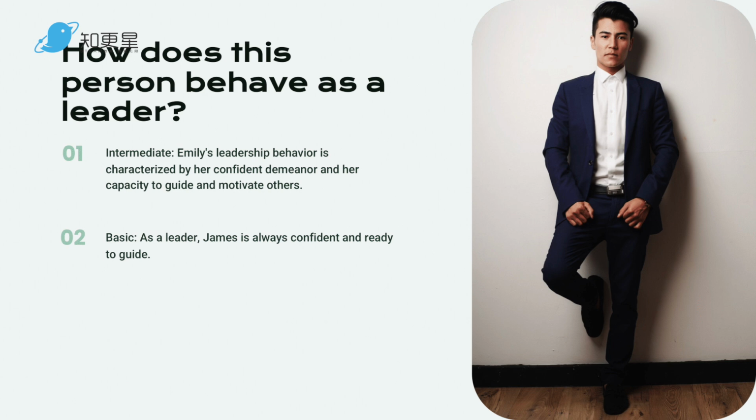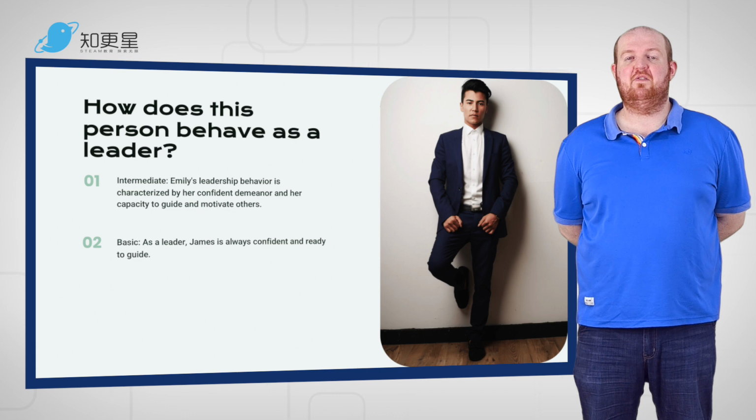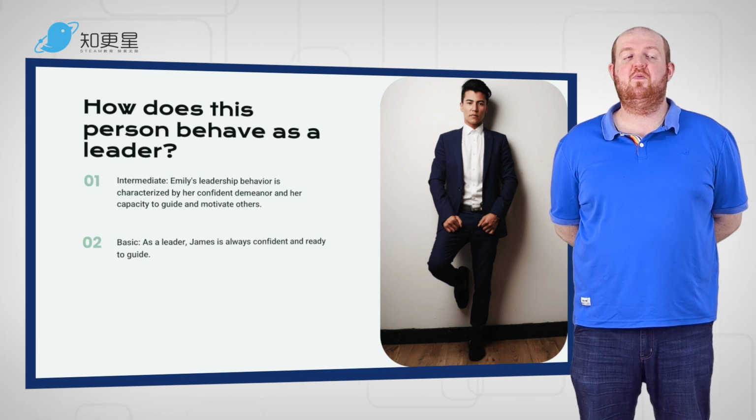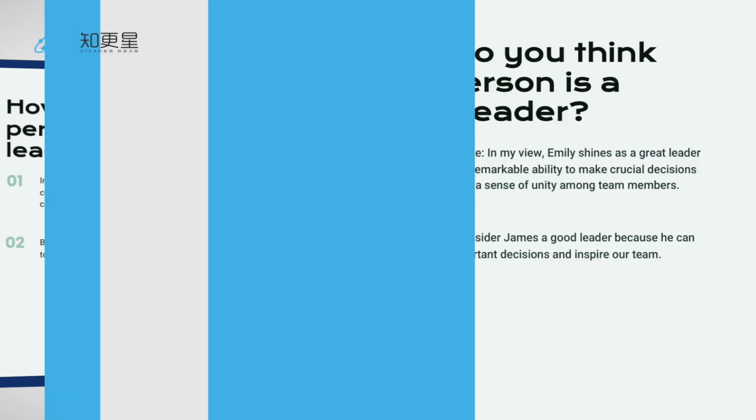How does this person behave as a leader? As a leader, James is always confident and ready to go. Or Emily's leadership behavior is characterized by her confident demeanor and her capacity to guide and motivate others.